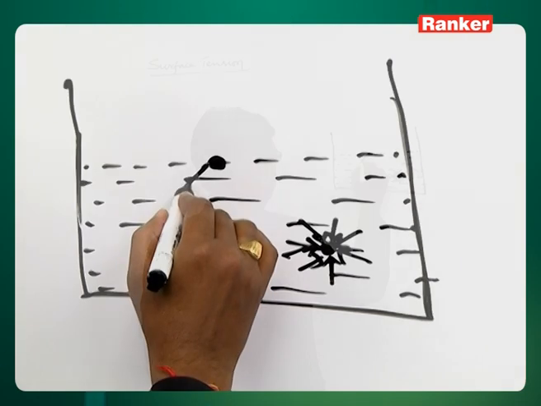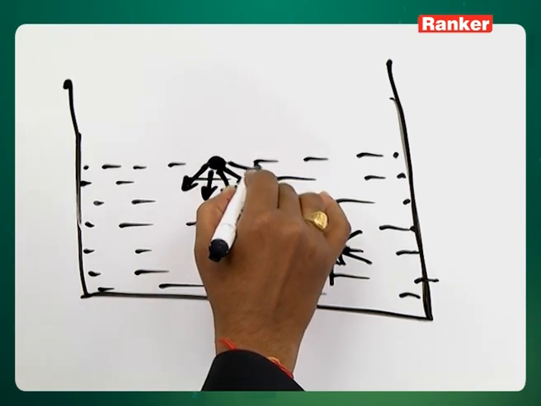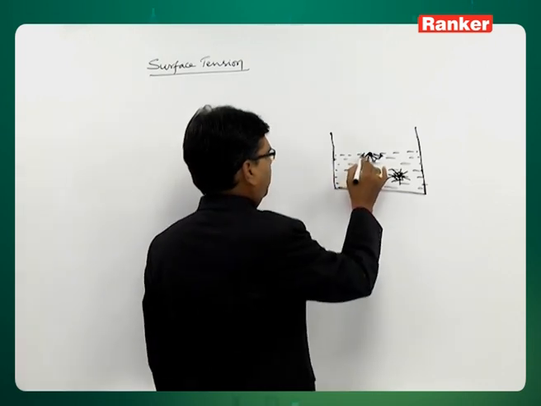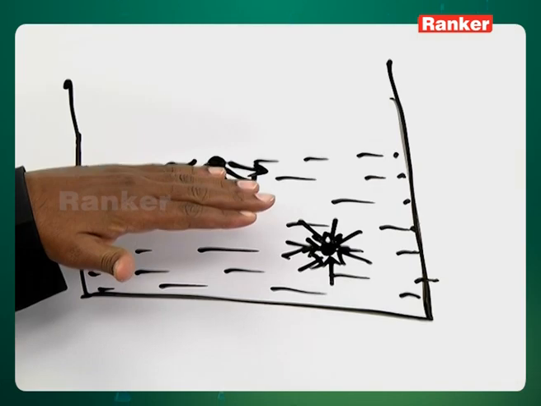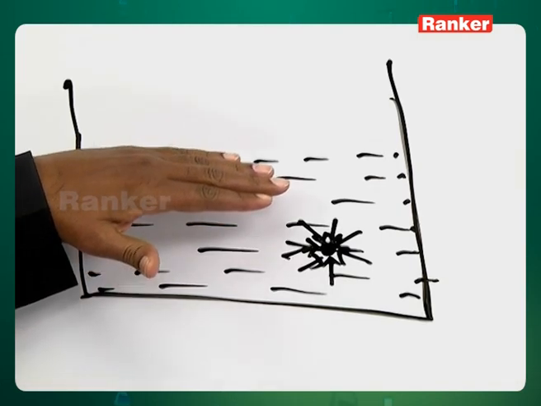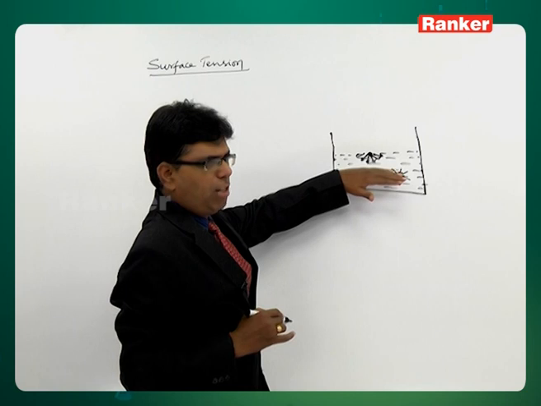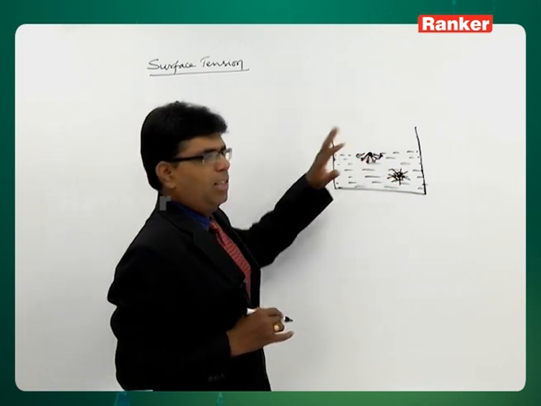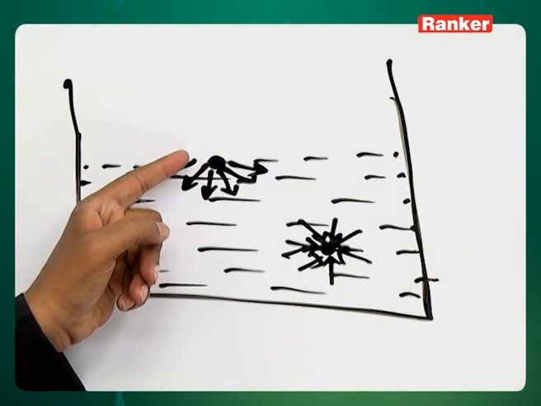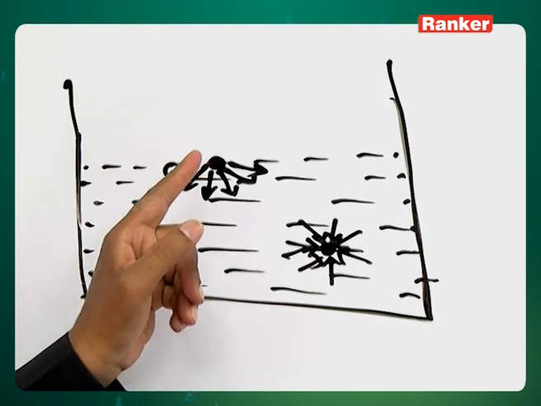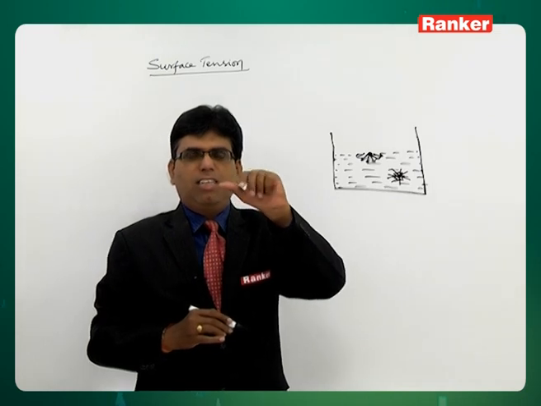But if we consider a molecule on the surface, it will experience intermolecular force only from a certain number of molecules on one particular side, that is, the part of the molecule which is towards the bulk. That part only will experience intermolecular attraction, because it is surrounded by other liquid molecules from the bulk. But the part of the molecule that is open to the air will not experience any intermolecular force.